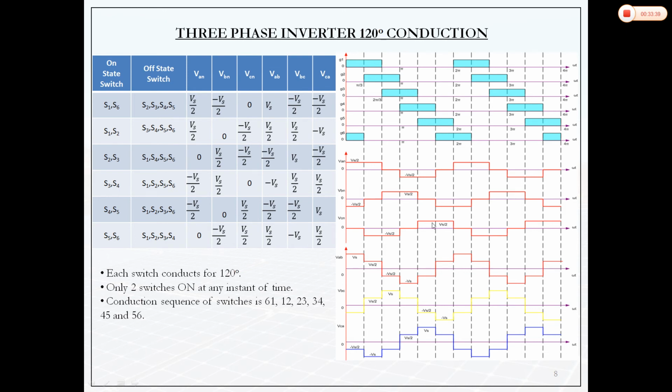If you carefully observe here, you can see that the phase voltage in 120-degree conduction is nothing but similar to the line voltage of 180-degree conduction, but with reduced magnitude. Here you are getting Vs upon 2.